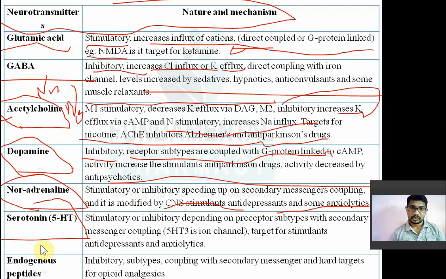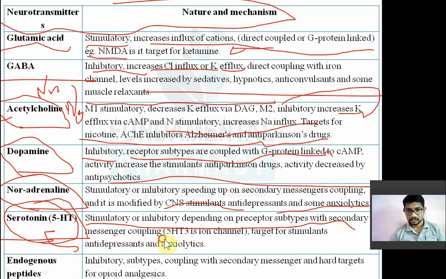Next one is serotonin, also known as 5-HT. There are different receptors like 5-HT1, 2, 3, 4, 5. Mostly it is stimulatory, but again it is mixed, stimulatory as well as inhibitory, depending on the receptor subtype and secondary messenger. Out of these, 5-HT3 is an ion channel.